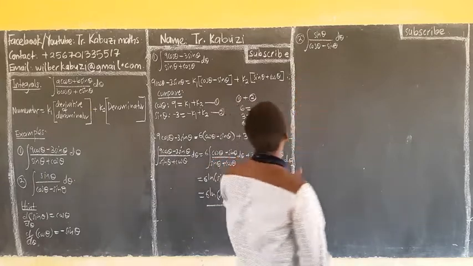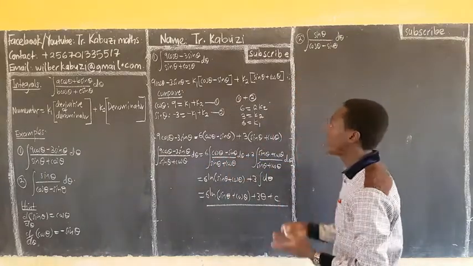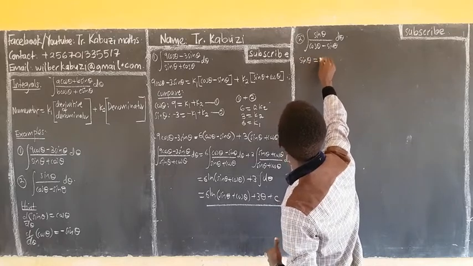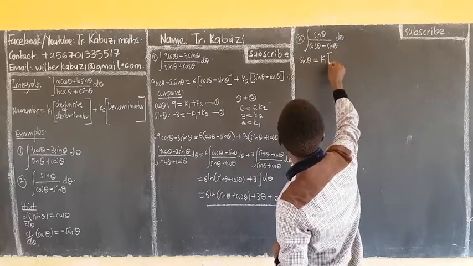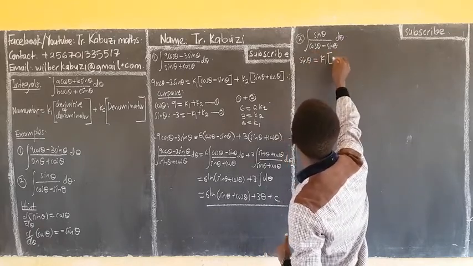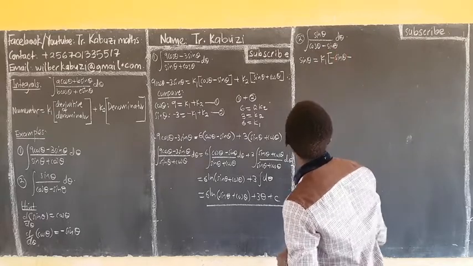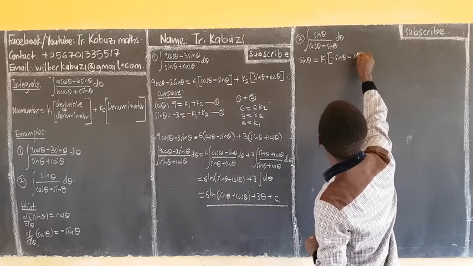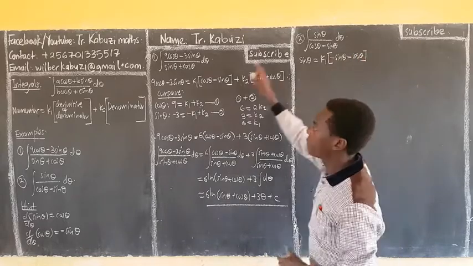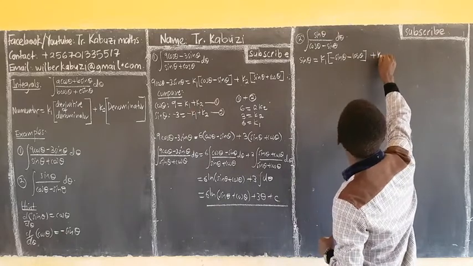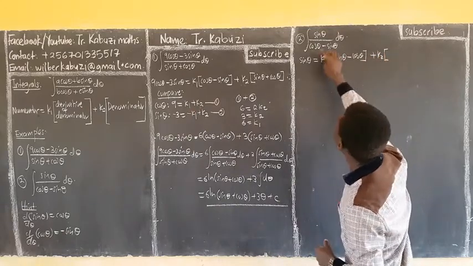When I come to this one, the same idea applies: you separate the numerator. So my sin theta will be equal to K1 times the derivative of the denominator. When I differentiate this, I get negative sin theta minus cos theta. So that's the derivative of the denominator. Then plus K2 times the denominator, which is our denominator.